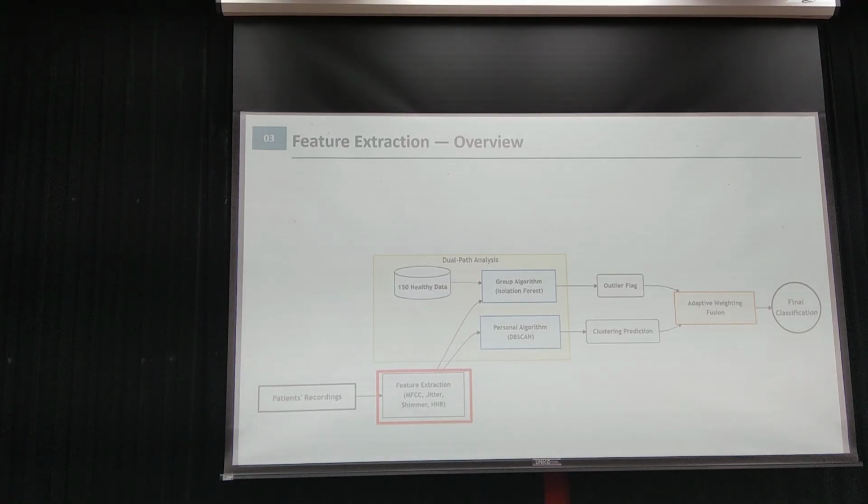The lower path is the personalized algorithm, comparing the patient's current voice against their own historical recordings. This is the core innovation of the study. The other path is the group reference algorithm, comparing against a cohort of healthy reference subjects using isolation forest. After both paths process the same recording, their outputs are combined using adaptive weighting to produce the final prediction, normal or abnormal.